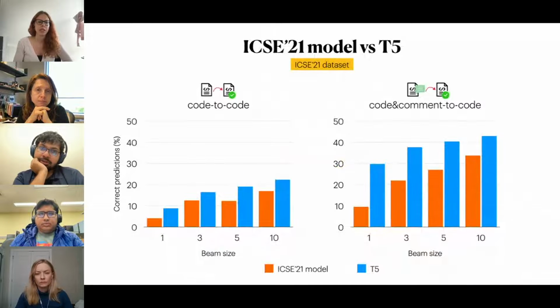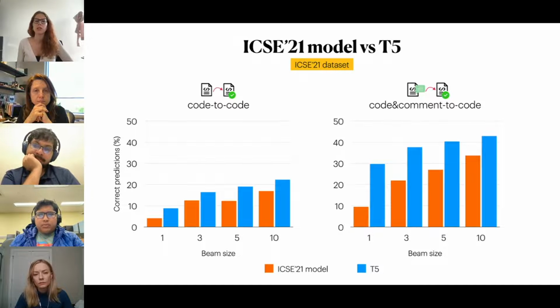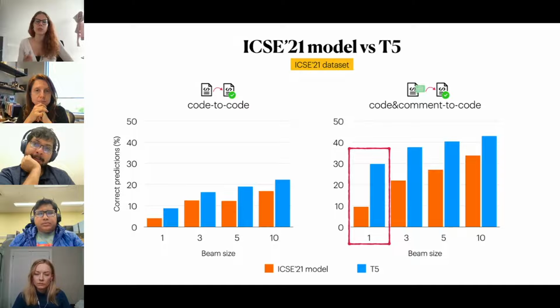So we have here the results. In the graph shown, we have on the horizontal axis the beam size, that is the number of predictions the model is allowed to make for a given input, and on the vertical axis the percentage of correct predictions. We can see a noticeable increase in performance, in particular for the code and comment to code task. When the model generates only a single prediction, we have 3 times the chance of getting the correct one.